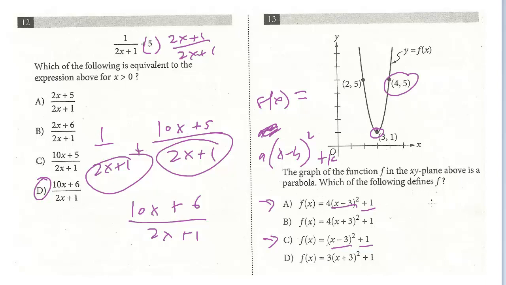So y is 5, and we're going to plug in a 4 for x, so that's 4 minus 3 squared, which is just 1. So it's going to be 4 times 1 plus 1. Does this work? Yes, it does work. And so this one does not work, C. So that's how you do it. You have to know your vertex form and then plug in a point to find the a. So the answer here is A.